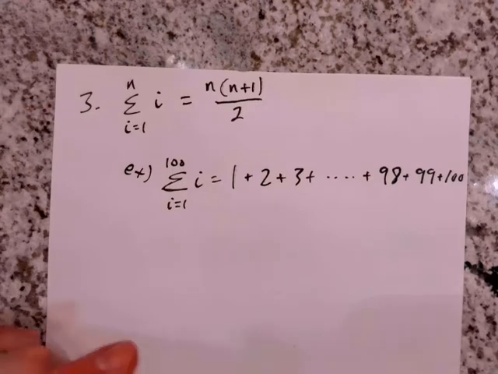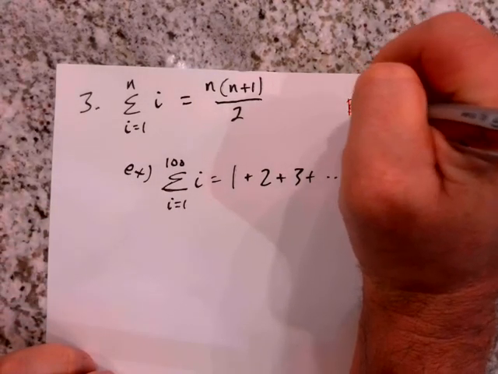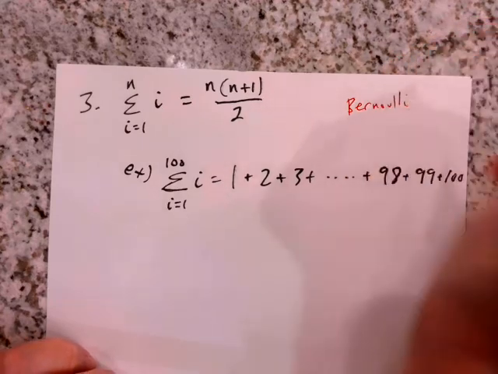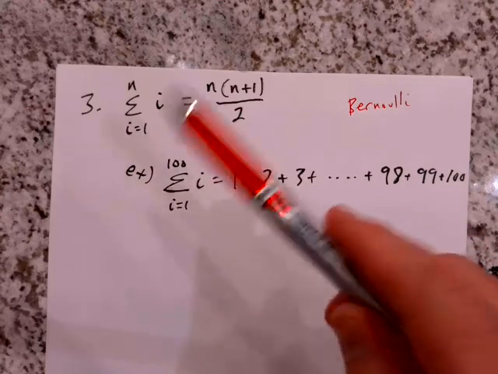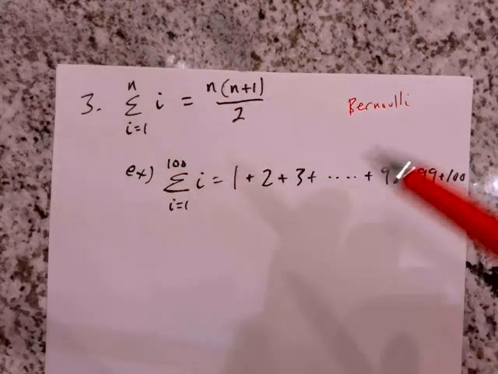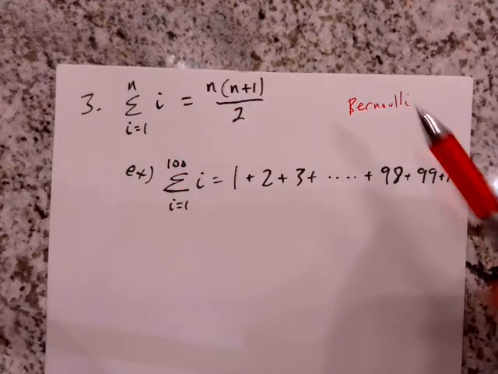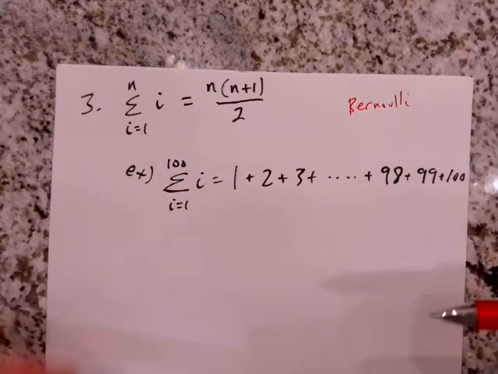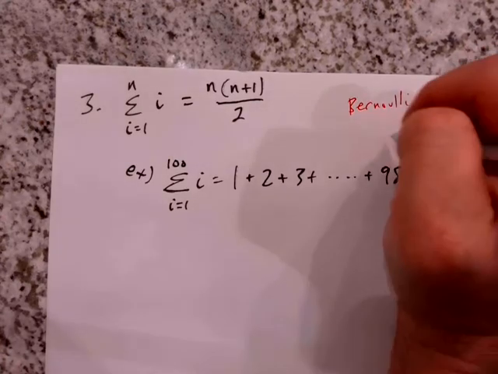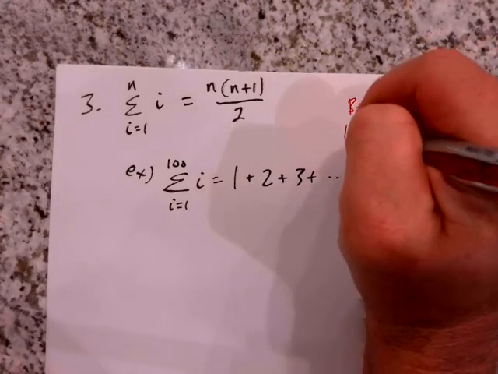Now I'm not even sure who figured this out, but a mathematician by the name of Bernoulli figured out formulas for any powers of I. So he figured out formulas for the sum of I squared, I to the third, I to the 15th, I to the 23rd. Any power of I, he produced a method to find an expression for it. That was done like in the 1600s, in the late 1600s.